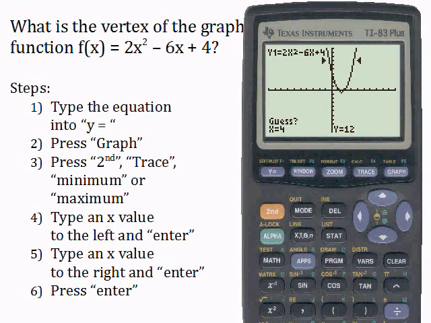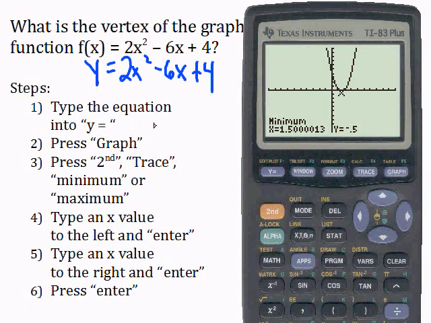It says the word guess. You don't have to guess, just press enter. It's going to calculate, it's going to give you your minimum. Your minimum may not appear exactly as mine does, that's okay. It should round to the same answer. So my minimum is going to be 1.5, comma, -0.5. There you go, you found the vertex of a quadratic. So our minimum again is 1.5, comma, -0.5.